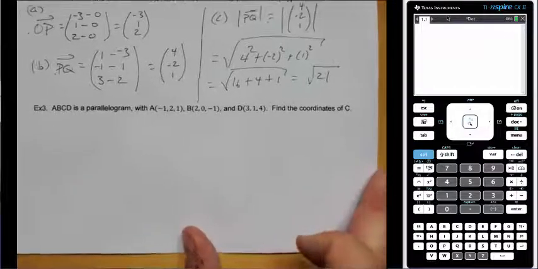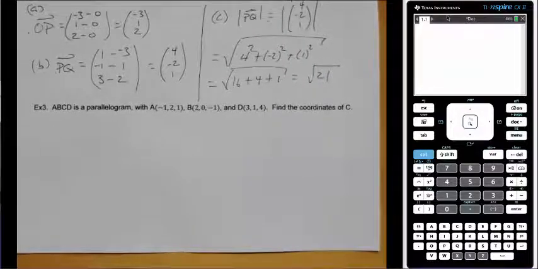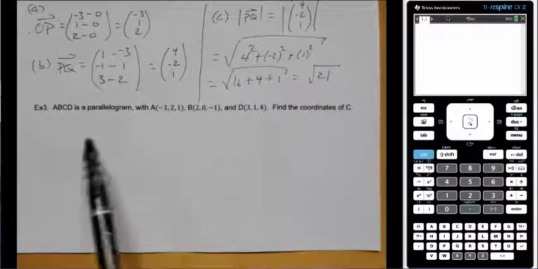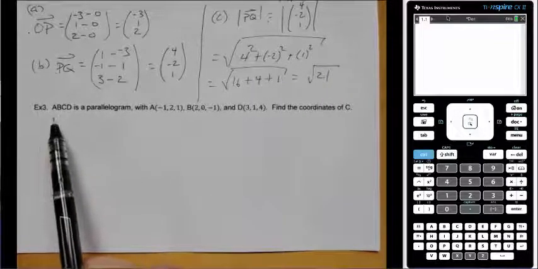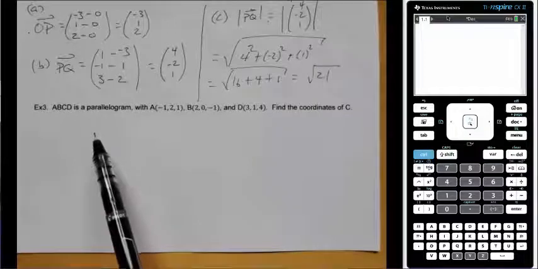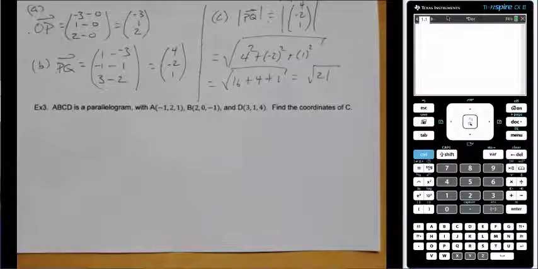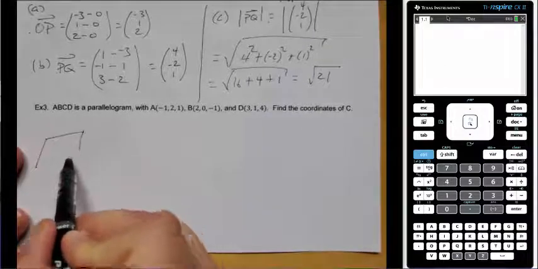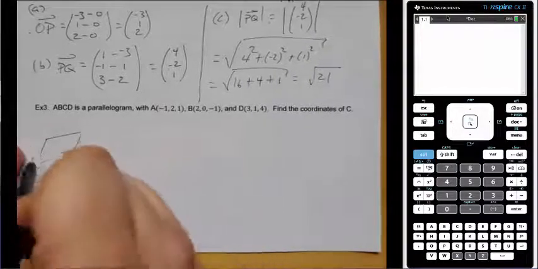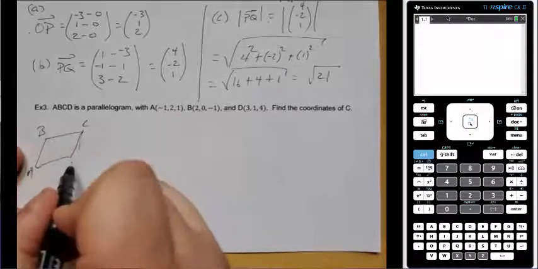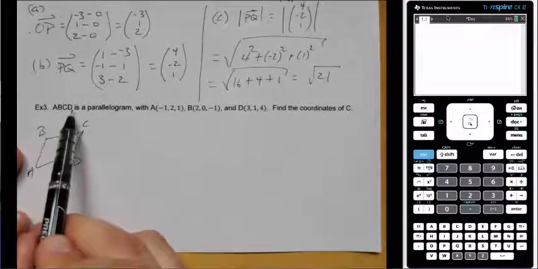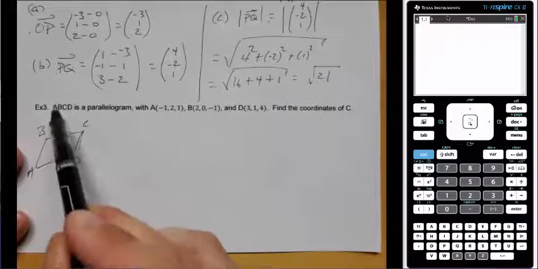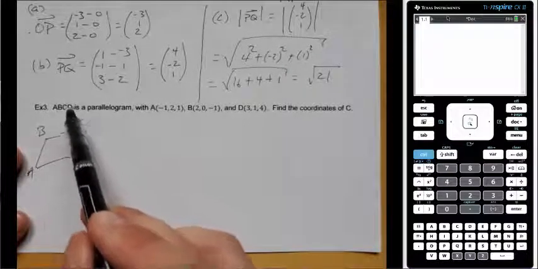Lastly, here's a description of 3 coordinates of a 3-dimensional parallelogram, and what we want to know is how to find this missing coordinate C. If you draw a parallelogram, I'm going to draw just a generic one, there are some important things about parallelograms. First of all, when it's labeled in this fashion, the coordinates start at any vertex and go around either clockwise or counterclockwise in this order.